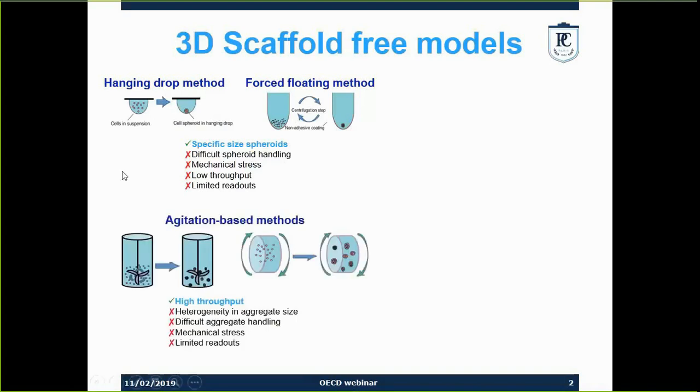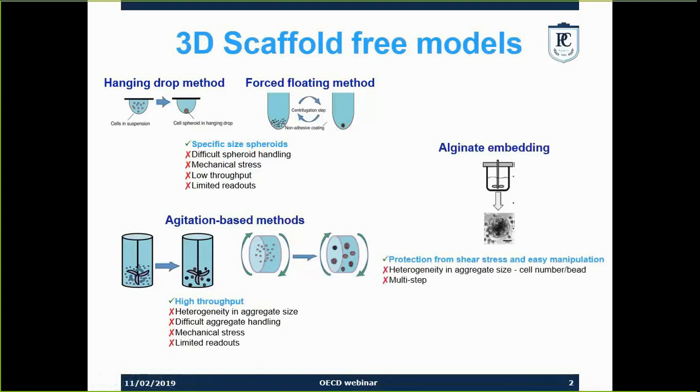Another method is based on the agitation of a big quantity of cells inside a bioreactor. While this allows producing a huge number of aggregates, you can't really control their size, and there will be heterogeneity of size between the different spheroids inside the bioreactor. Moreover, this system has other common disadvantages with the previous one. It's difficult to handle naked spheroids, and you need to pool some of them depending on the assay you want to run and the readout you need.